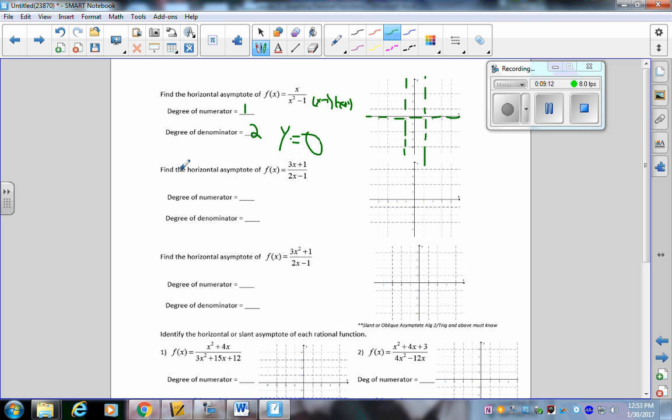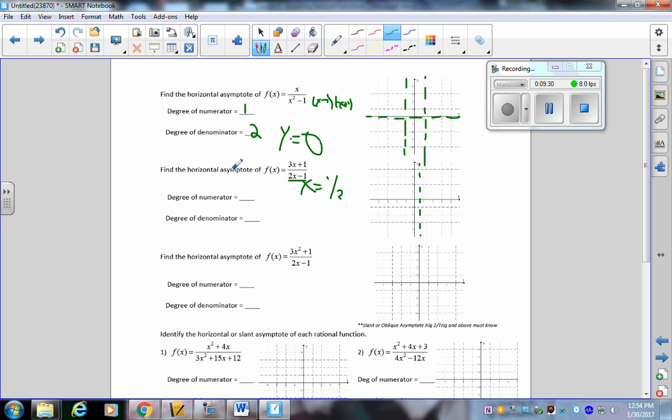Okay, looking at this next one, nothing can be factored, but if I were to graph a vertical asymptote, it would be x equals 1/2. How did I get that? Just set this equal to 0 and solve. So it's a positive 1/2. In that case, you just do your best to place it at the 1/2.